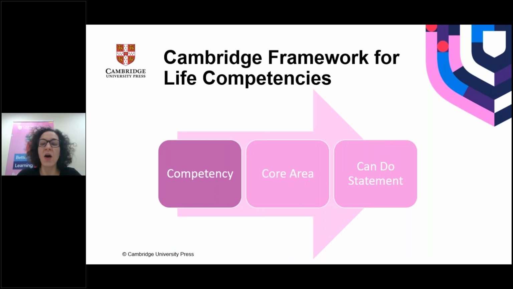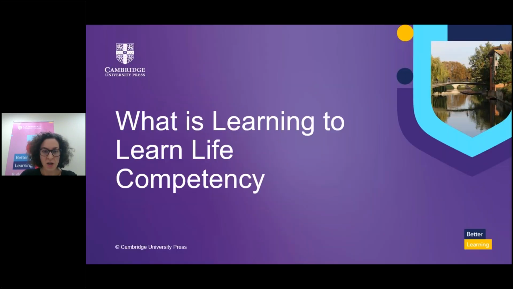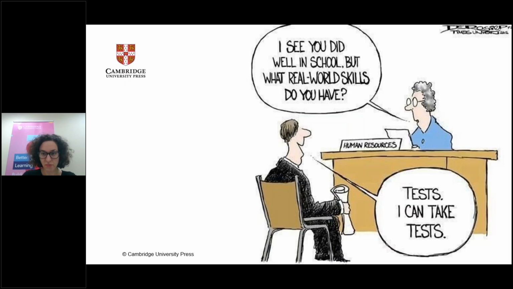And how does the Cambridge Framework for Life Competencies work? So we will be talking about competency, and we have the learning to learn competency. Then we will see what it consists of, 3 core areas, and which can-do statements are there just for the primary classroom. So what is the learning to learn life competency?